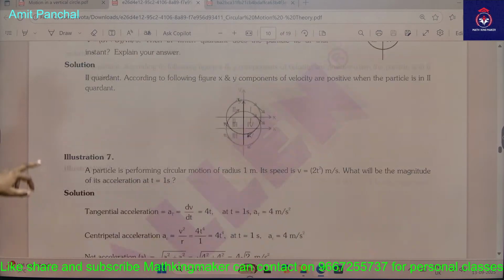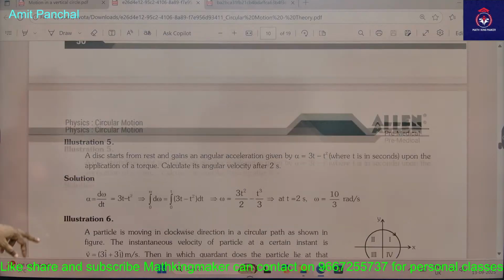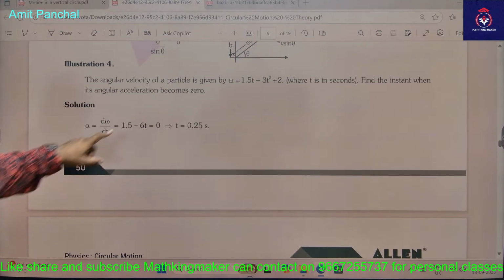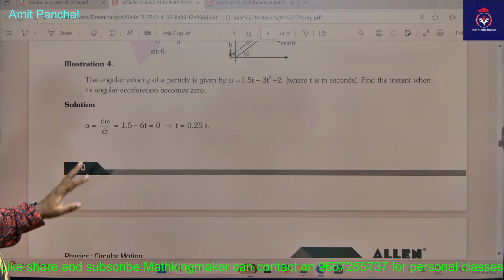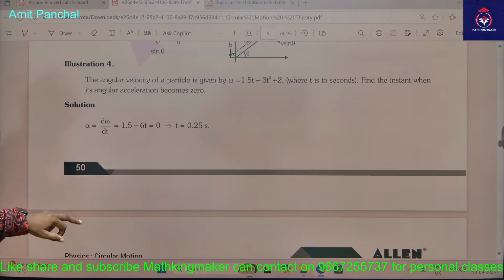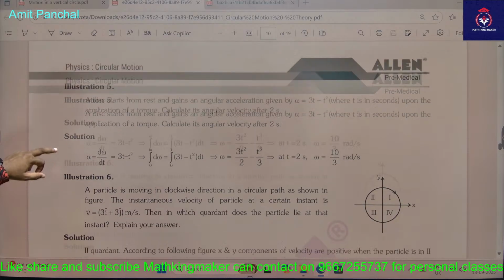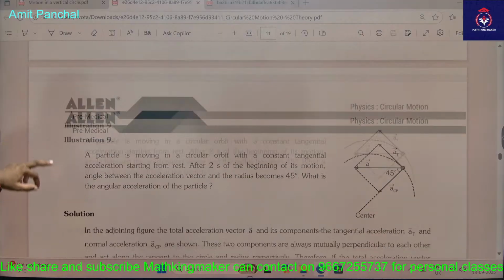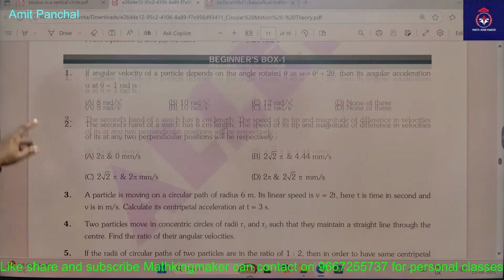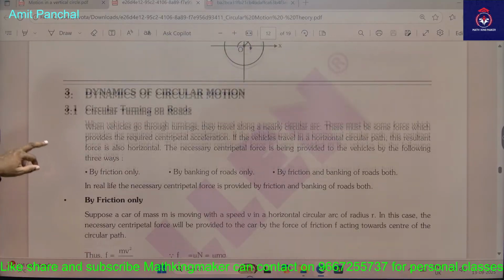Sir, go to page number 58. If this type of question is given to you, are you able to solve it? The angular velocity at the instant when the angular acceleration is zero. It will be done by differentiation: differentiate the equation to find the angular acceleration and equate it to 0. We integrate angular acceleration to find angular velocity.